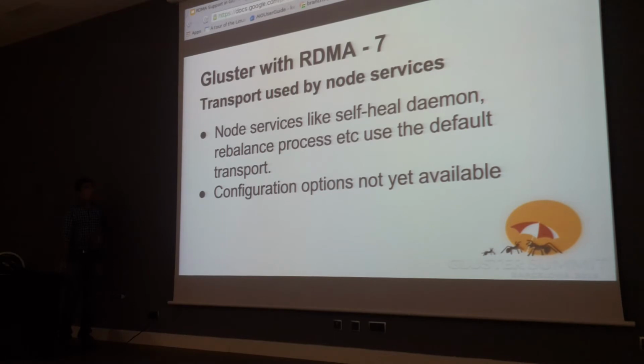So, what transport would be used by node services? Again, self-heal and rebalance and other processes. Here, they have been written in such a way that they always go with the default. And as I said, if you have a TCP,RDMA volume, you will go with the TCP default. We still do not have configuration options. For example, if I have a TCP,RDMA volume, but I want all my rebalance traffic to go over RDMA because that makes sense, we do not have that, so this is one of the feature enhancements that we are looking at.